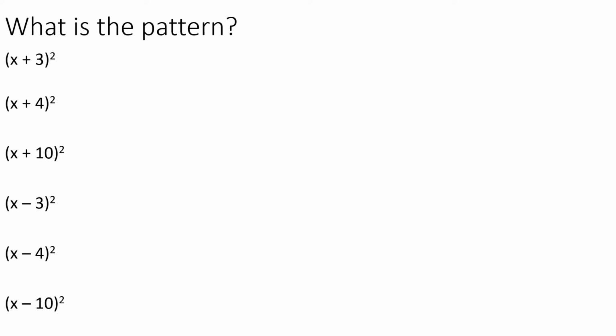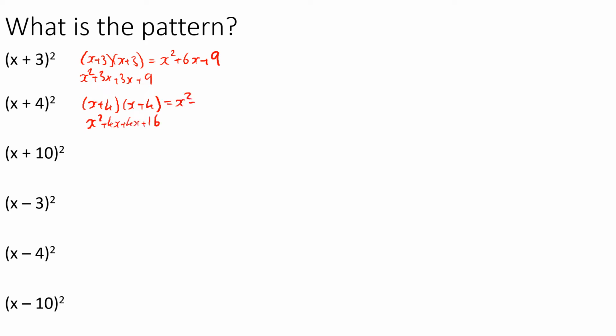If we were to start with x plus 3 all squared, that means that we are doing x plus 3 times x plus 3. If we expand that out, we'll get ourselves an x squared plus 3x plus 3x plus 9. And that'll get us to x squared plus 6x plus 9. Okay? If we try and do the same thing with, say, x plus 4, we're doing x plus 4 times x plus 4. That's x squared, 4x, and 4x, and 16. And so overall, that's x squared plus 8x plus 16.